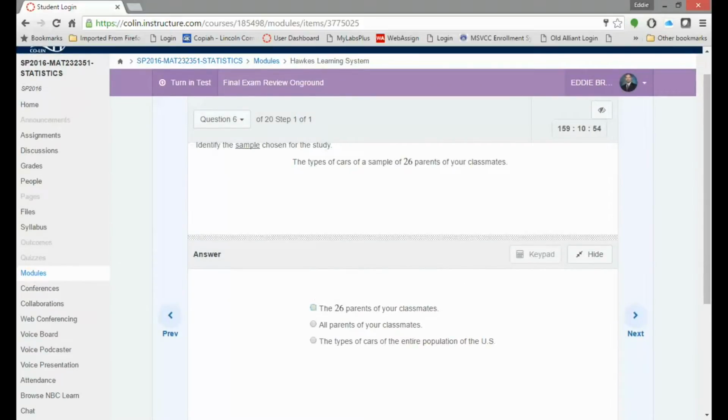Alright, identify the sample chosen for the study. The types of cars of a sample of 26 parents of your classmates. So would it be the 26 parents? All parents? Or the types of cars of the entire population of the U.S.? So identify the sample. Parents. I mean, you could say, well, it's the cars, but each car is related back to a parent, right? So, parent.